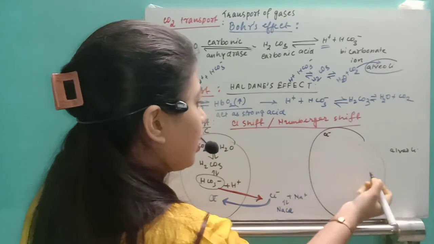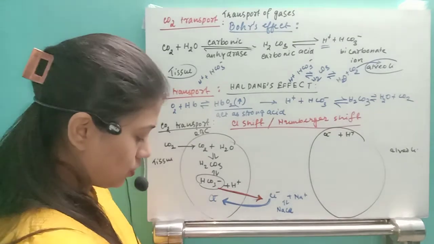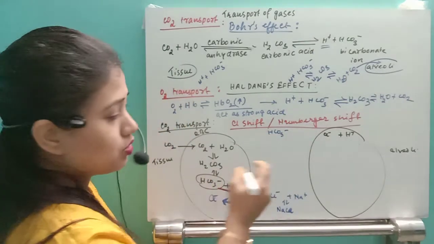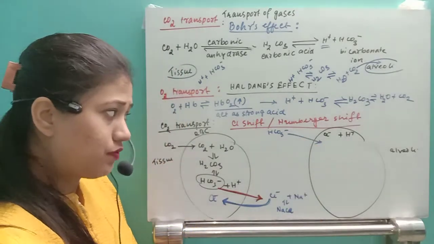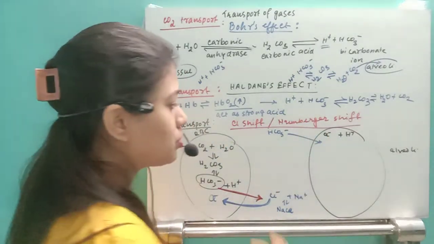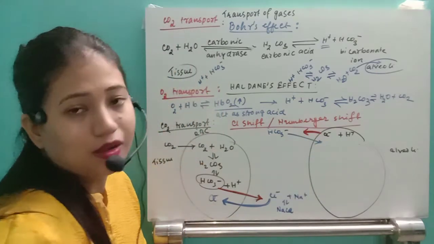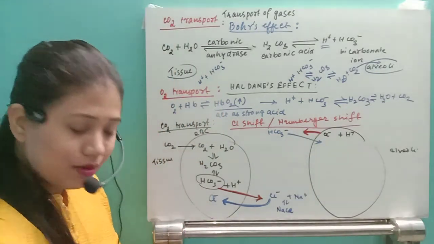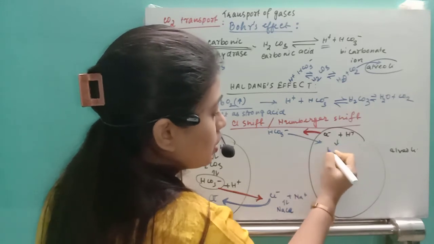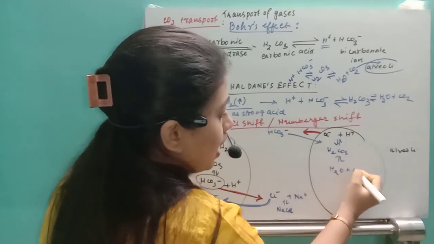In the alveoli, what we have? Chloride ion we have and hydrogen ion we have. In the alveolar region we have to remove carbon dioxide. So what will happen? From the interstitial space, this bicarbonate ion will once again enter inside the RBC. Because of this bicarbonate ion, it will develop a negative charge. So what will happen? This chloride ion will once again move outside the RBC, and this bicarbonate ion will enter inside the RBC. Bicarbonate and the hydrogen ion will bind with each other and form carbonic acid, and this carbonic acid will dissociate into water molecule and carbon dioxide.